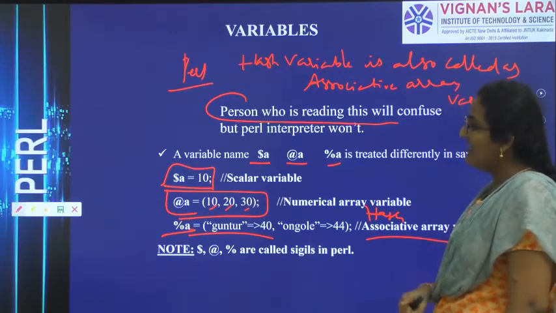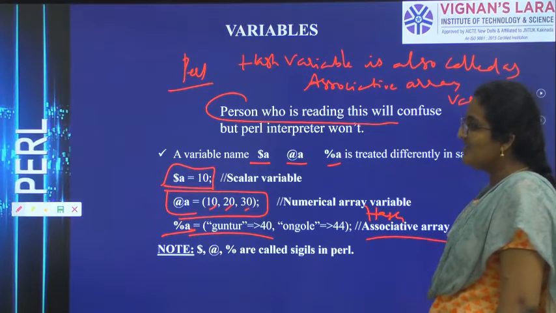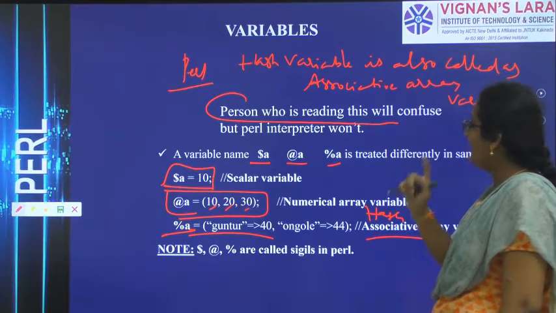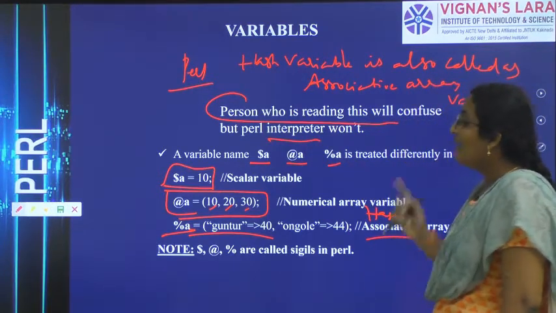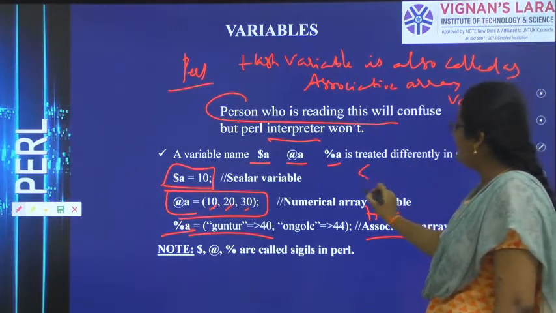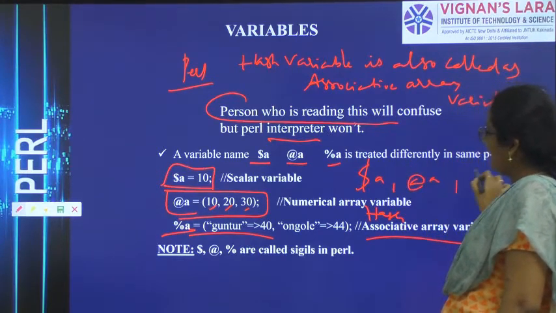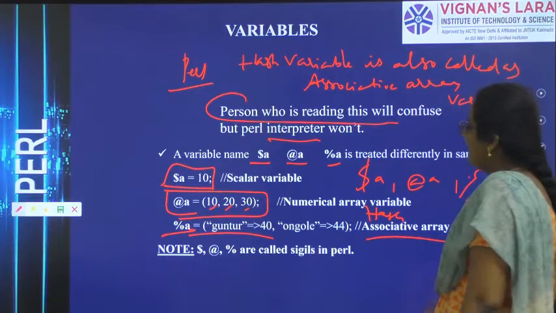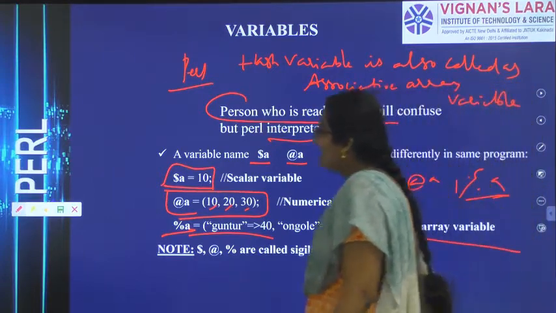So Perl is an interpreted programming language. For the execution of Perl, we are taking the help of an interpreter. The Perl interpreter will not confuse between $a, @a and %a. People may confuse. So very clear.